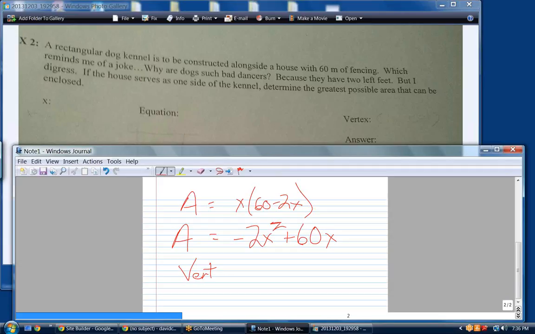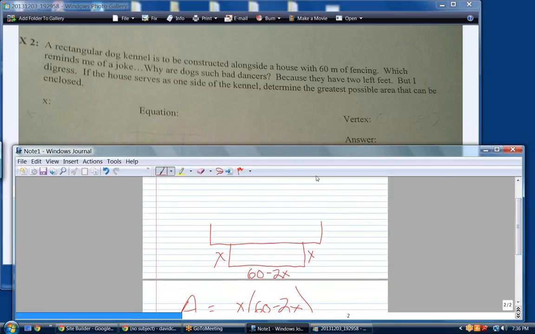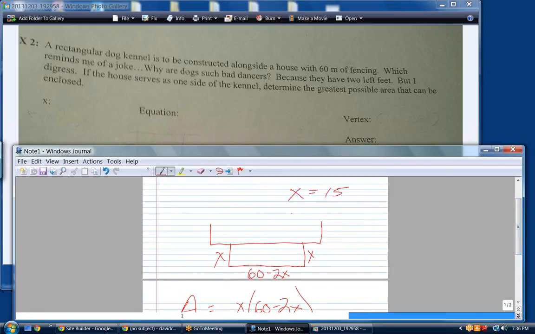All right, the vertex is at the point 15, 450. So the maximum is 450. So x is 15, which means the length must be 30. And multiplied together, you get 450. Okay.